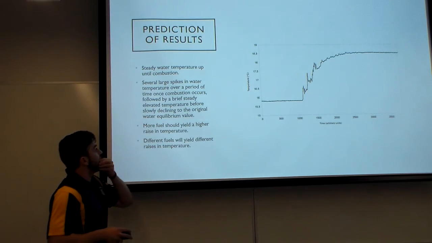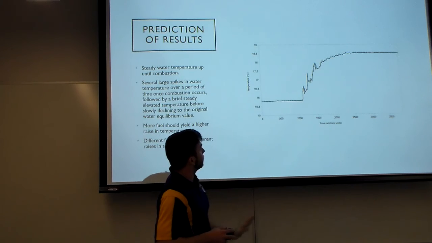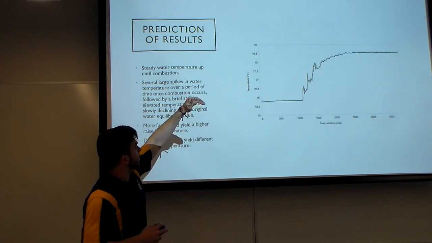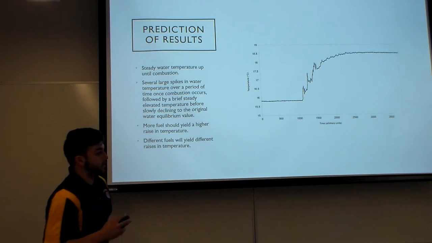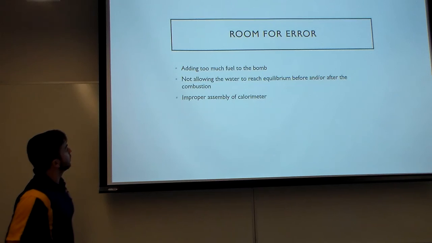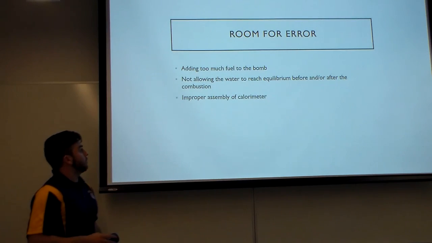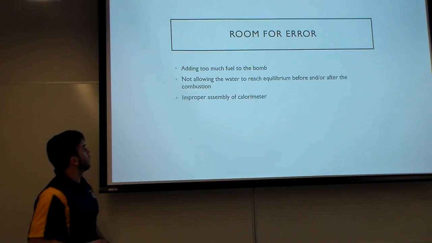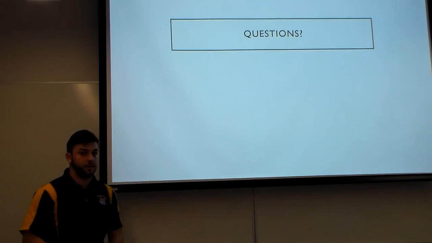Quick predictions. We are going to let it reach equilibrium before we do the combustion itself. I expect several sharp rises followed by a brief steady equilibrium value until it drops back down to its starting equilibrium value. A room for error, we can always add too much fuel, and we can always not allow it to reach equilibrium, which will give us inaccurate results. My references that I use, and does anyone have any questions?